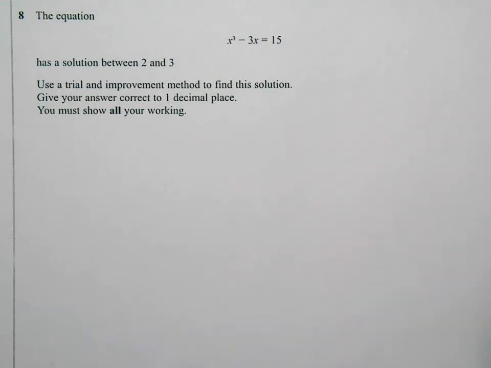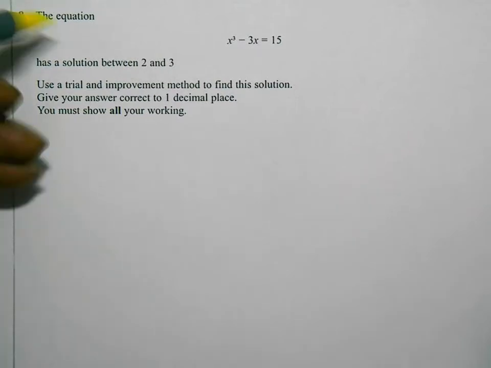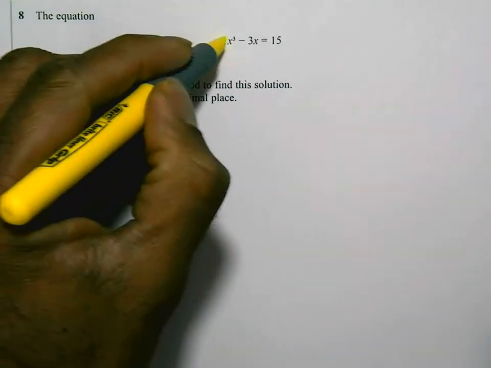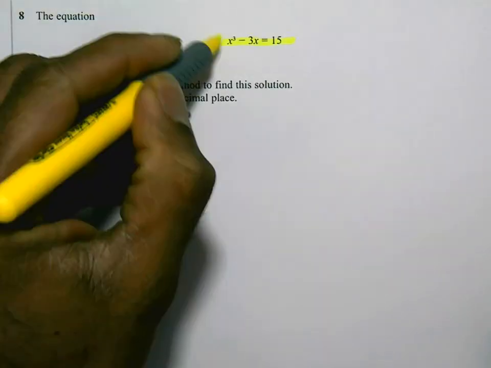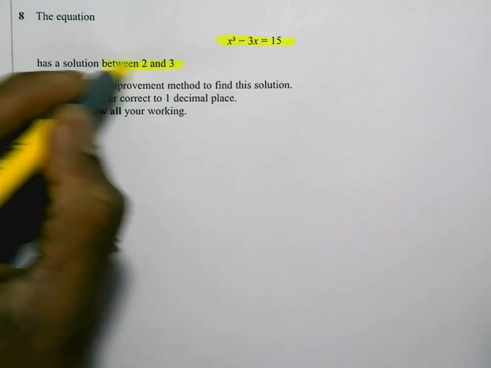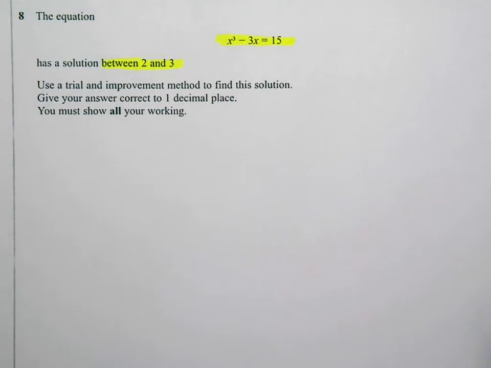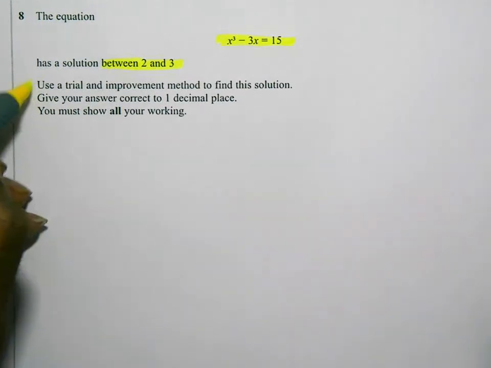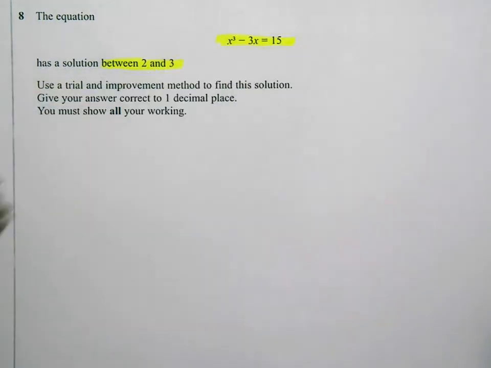This is question 8 on the higher calculator paper. Okay, let's just read the question carefully first. It says the equation x cubed minus 3x is equal to 15 has a solution between 2 and 3. So they're telling you that the answer is between 2 and 3. Right, the value of x that would make this work is between 2 and 3.